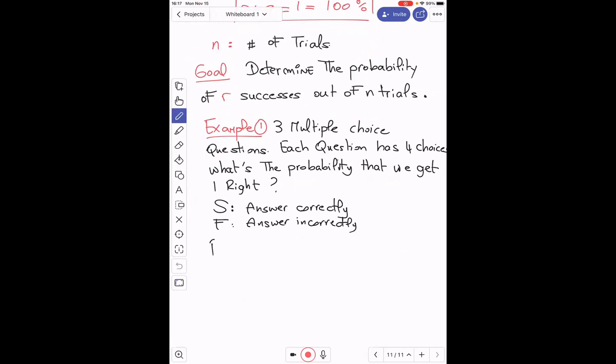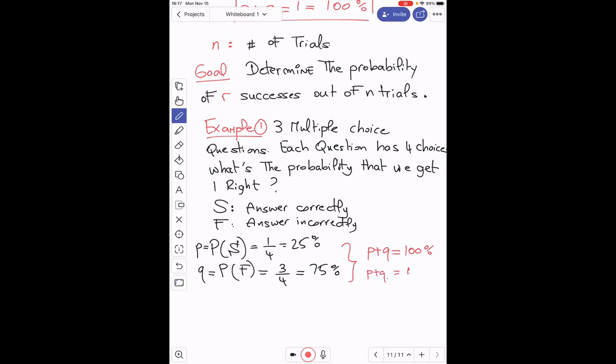The probability of success is 1/4, which is 25%. That's my P. And my Q is 3/4, because there are 3 wrong choices out of 4, and that's 75%. As I said, P plus Q is 100%, which is 1.